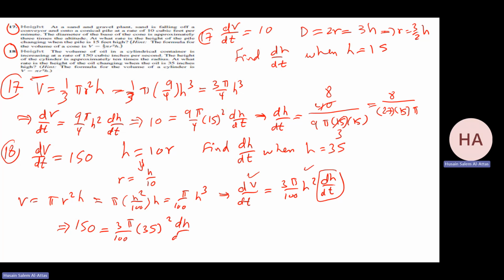times dh by dt. So dh by dt equals 150 times 100 over 3 pi times 35 times 35. 5 will give me 20, and this is 7. Another 5 will give me 30, and this is 7. And this is 10. This is cancelled. So I have 200 over 49 pi.